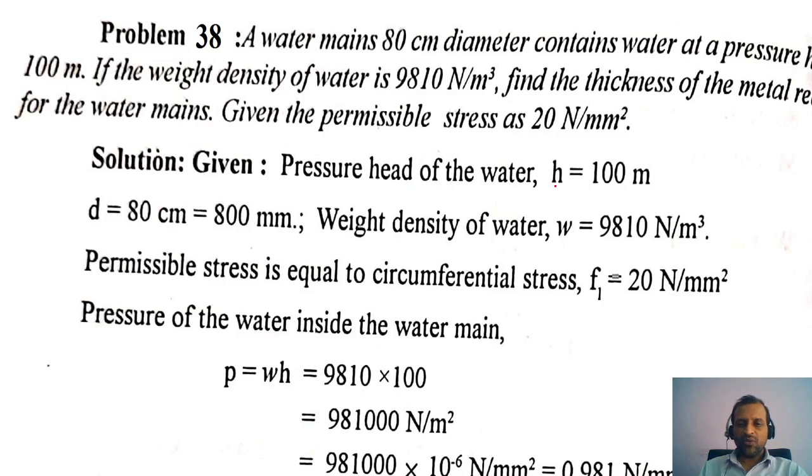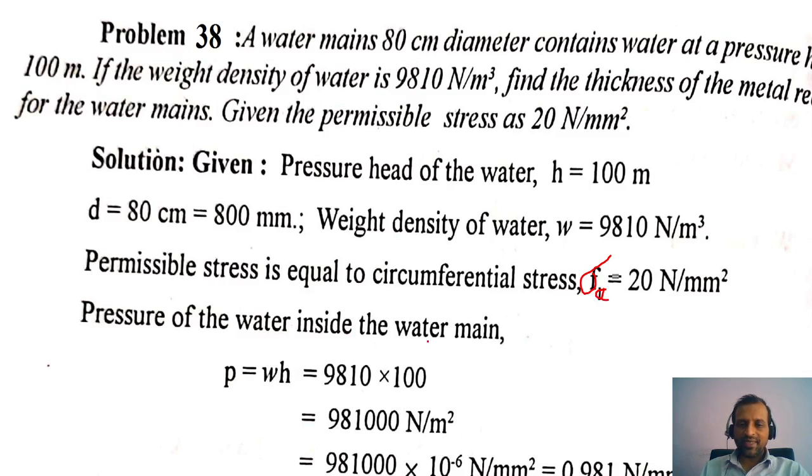The pressure head of the water, that is H, is equal to 100 meter. The diameter is given as 80 centimeter, so convert it into mm, it is 800 mm. The weight density of water, that is W, is 9810 Newton per meter cube. The permissible stress is the circumferential stress, called sigma C, that is 20 Newton per mm square.